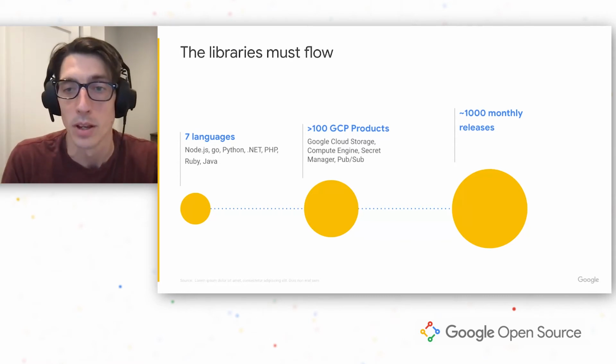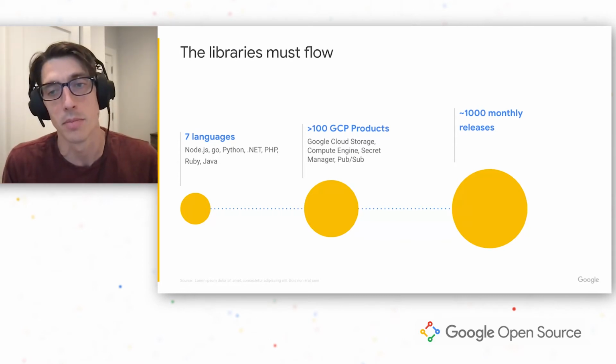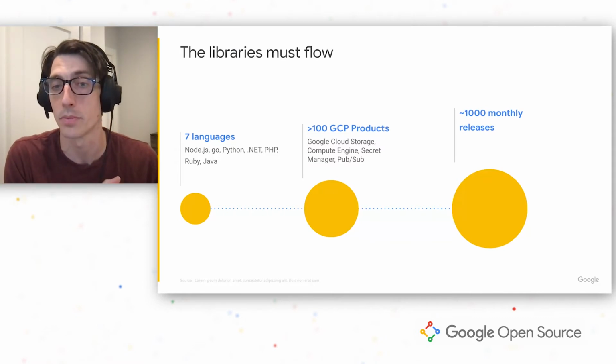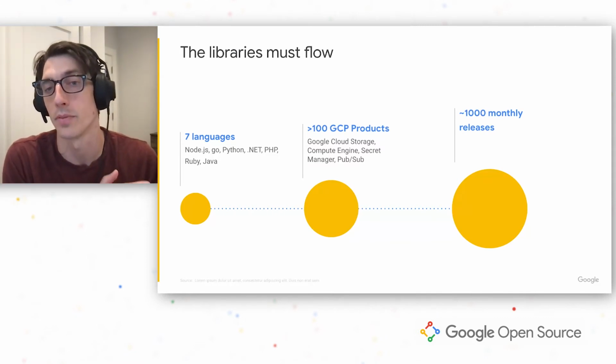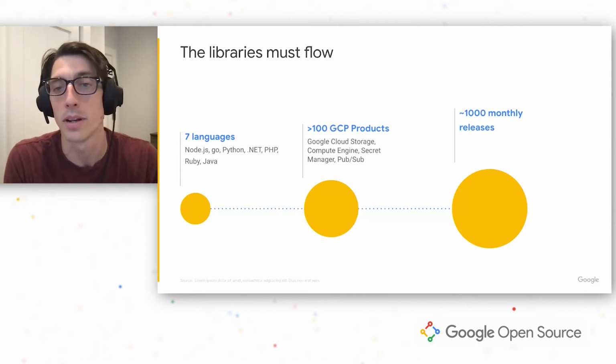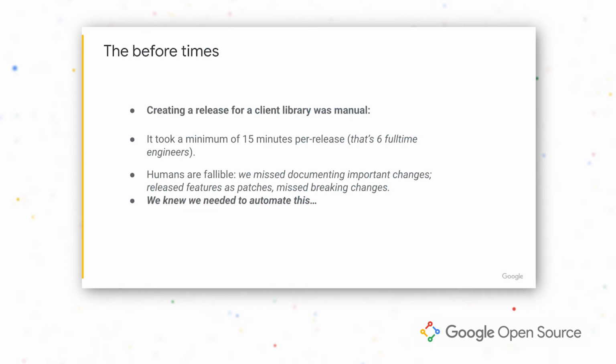All this said, over the last couple years, my team has grown from having to release client library updates maybe a dozen times a month, or 50 times a month at most, to having to release approximately 1,000 updates a month. Before we started building this automation tool that I'm going to talk about today, creating releases for a client library was a very manual process. It took a minimum of 15 minutes per release. If you look at today, where we're doing 1,000 releases a month, this added up to about 6 full-time engineers who would need to be doing client library releases each month to just get our releases out the door.